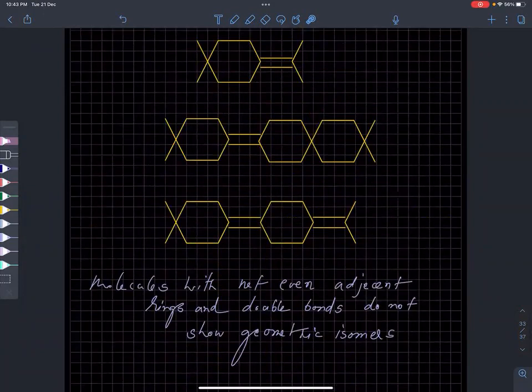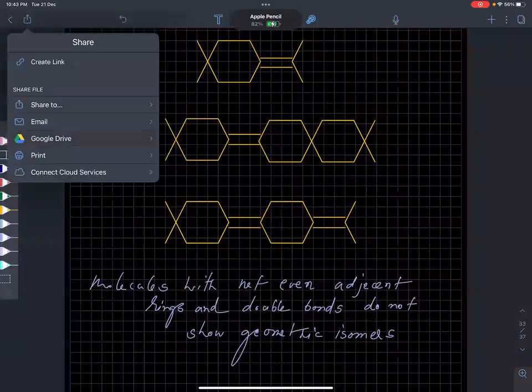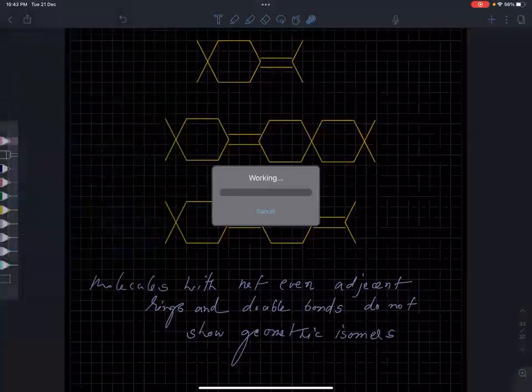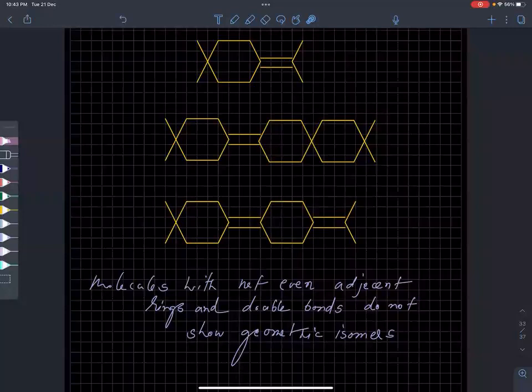Now tomorrow I'll continue geometrical isomerism only, but a different situation. We'll consider geometrical isomerism for cycloalkanes tomorrow. So I'll share this. Just go through carefully. Read carefully. Tomorrow I'll continue with geometrical isomerism for cycloalkanes. After that, we'll start one big topic, which is optical isomerism. That optical isomerism is a big topic and a very important topic also.